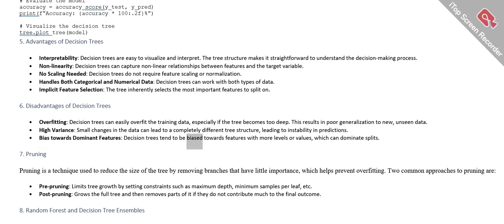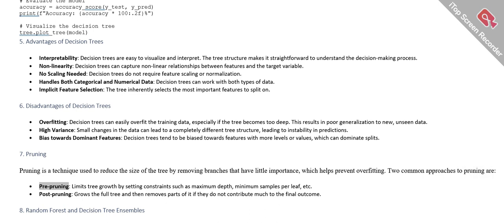Bias towards dominant features. Decision trees tend to be biased towards features with more levels or values, which can dominate splits. 7. Pruning. Pruning is a technique used to reduce the size of the tree by removing branches that have little importance, which helps prevent overfitting.